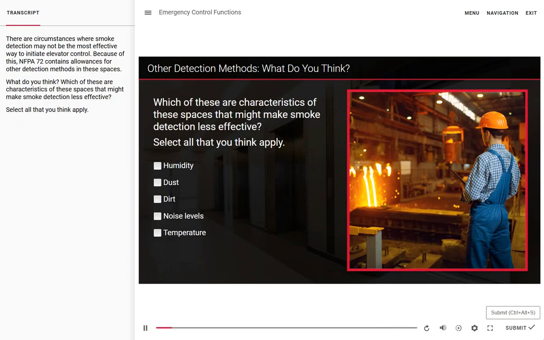There are circumstances where smoke detection may not be the most effective way to initiate elevator control. Because of this, NFPA 72 contains allowances for other detection methods in these spaces. What do you think? Which of these are characteristics of these spaces that might make smoke detection less effective?